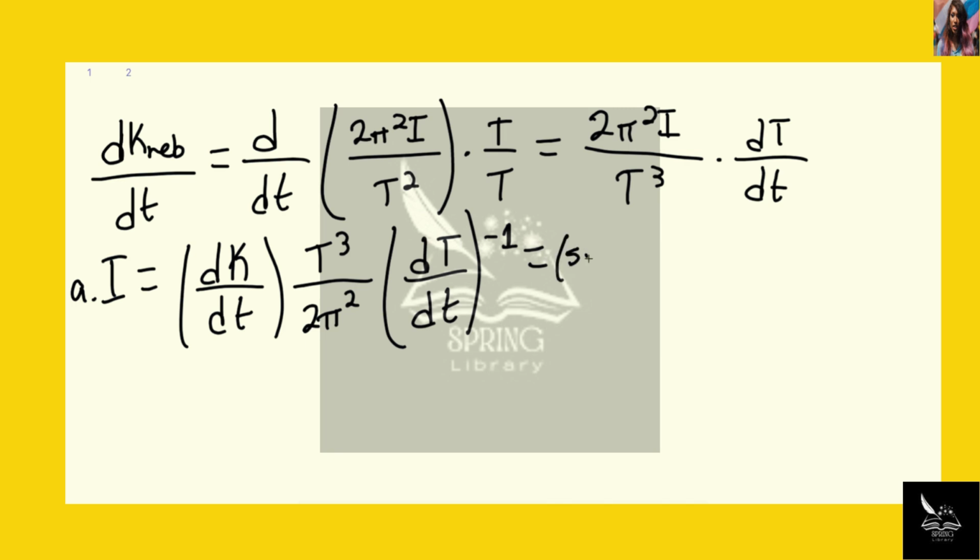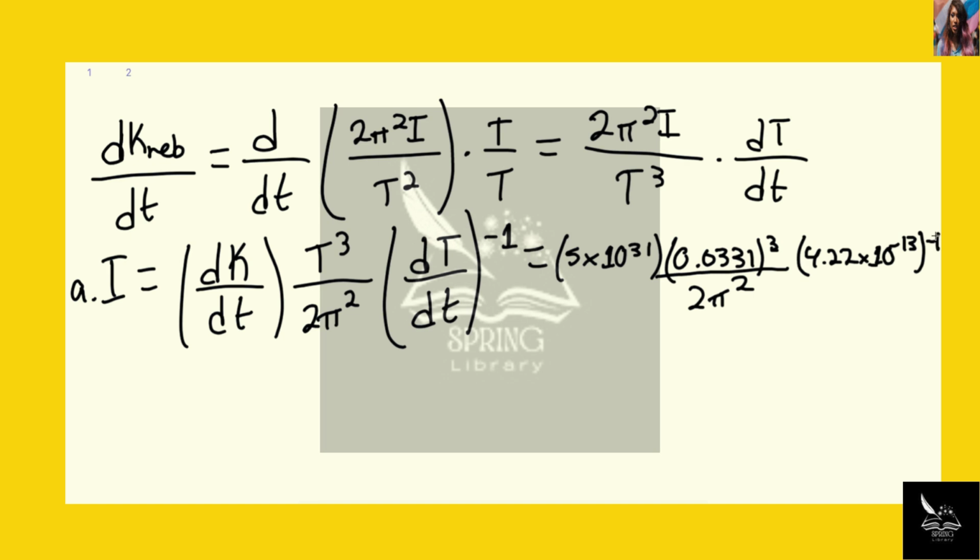And we have 5 times 10 to the 31st, and we have 0.0331 cubed divided by 2 pi squared. And then this is going to be multiplied by 4.22 times 10 to the negative 13th, to the negative first. And at this point, we know that the moment of inertia of the neutron star is going to be 2.177 times 10 to the 38th kilogram meters squared.